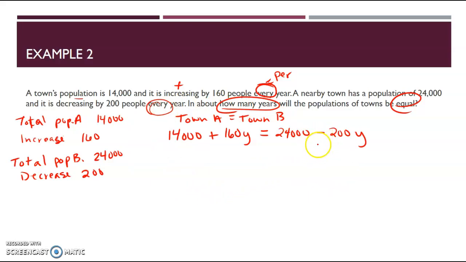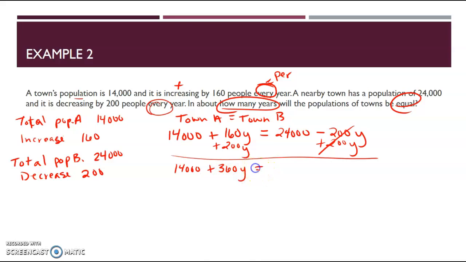Now from here we need to solve for y. So I'm going to add 200y to both sides, because that will zero out the y's on the right. So I have 14,000 plus 360y. And again, the reason I moved this negative 200, made it plus 200, is because this will be positive. If I moved the 160, then I would have a negative variable. And I do my best to avoid negative variables because we tend to drop negatives when they're with our variables.